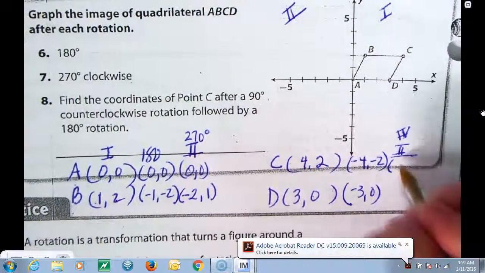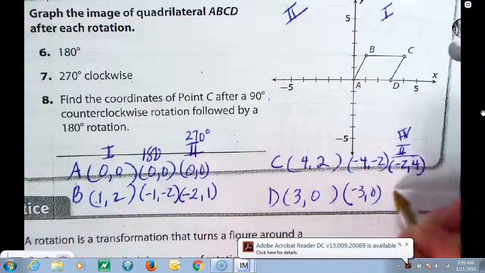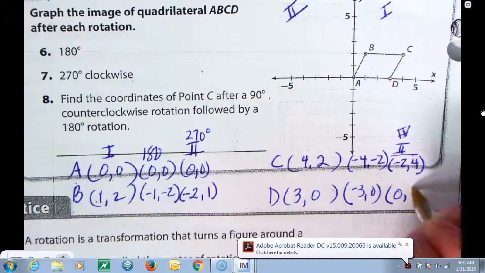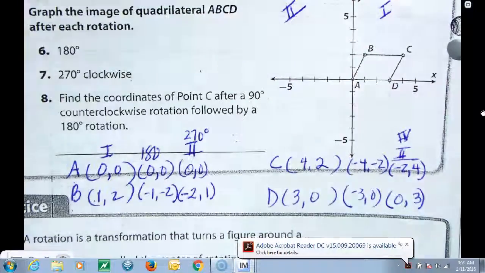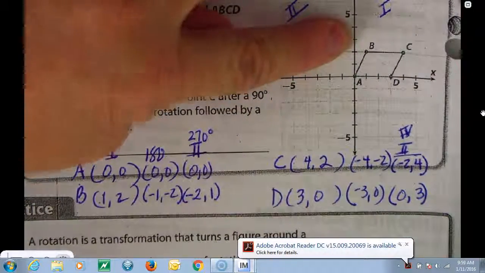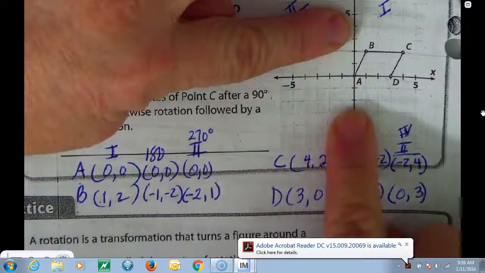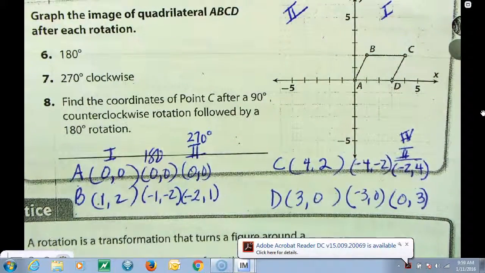Okay, on C, that's going to be what? Negative 2, 4. And then D, 0. Just because you're on the y-axis, huh? You're in quadrant 2. So you're not going to come all the way down here. That's the tricky one. And you could always graph it to make sure it looked right. We're just not going to graph it. Just trust me.